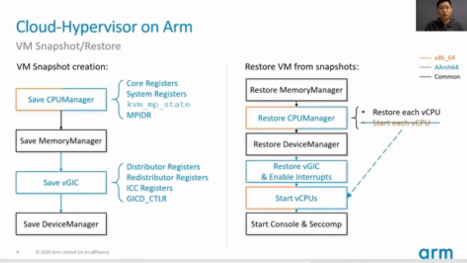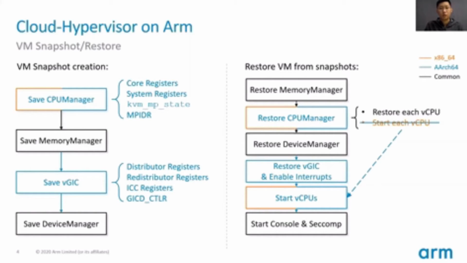On ARM64 platform, the CPU states that needed to be saved are the core registers, system registers, KVM MP state, and the MPIDR register, which are different from those for the x86 platform.